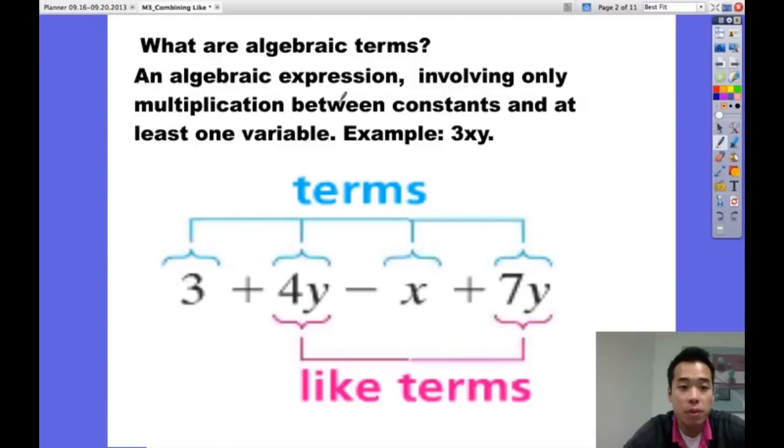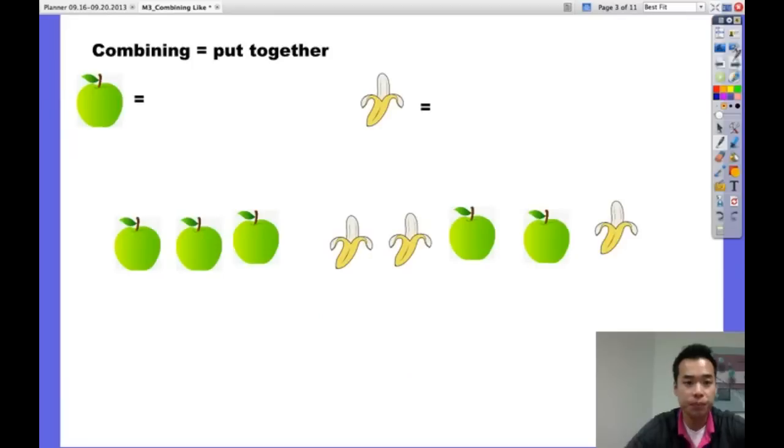An algebraic term is an algebraic expression involving only multiplication between constants and at least one variable. An example would be 3xy. To sum that up, a term is basically a variable and a number that indicates multiplication. Sometimes there's no variable and it's just a number by itself. If you look here on the screen, 3 plus 4y minus x plus 7y, you should see four terms: 1, 2, 3, and 4. Those are four different terms.